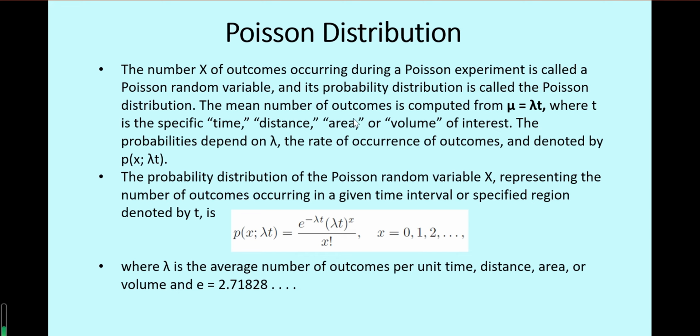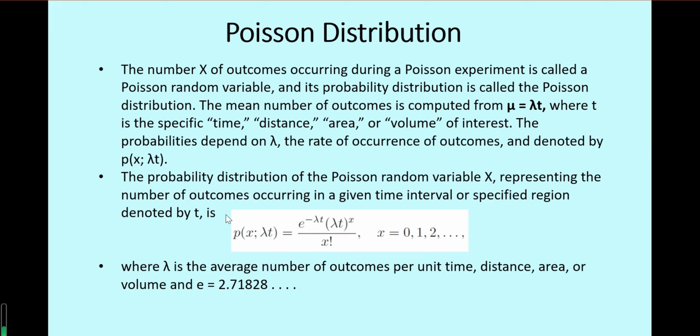The mean number of outcomes is computed from mu equals lambda t. The t is the specific time, distance, area, or volume of interest. And lambda is called the rate of occurrence of outcomes in a unit time period, unit distance, or unit area.